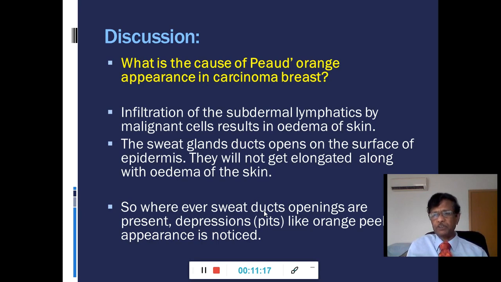Sweat glands are present in the dermis, mainly in the reticular dermis. From there sweat ducts come out and open on the surface of the epidermis to moisturize the skin. But these ducts will not get elongated along with the edema of the skin. So wherever sweat duct openings are present, naturally they are shortened, and depressions like an orange peel appearance are noticed.